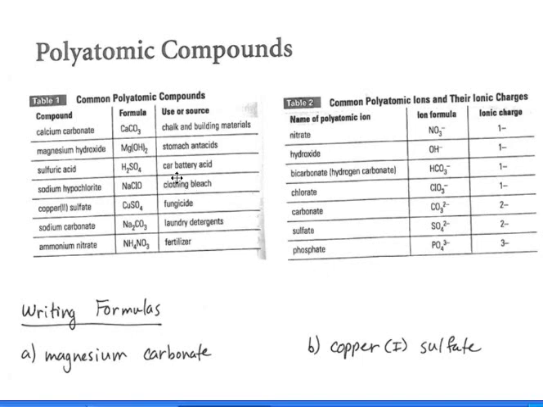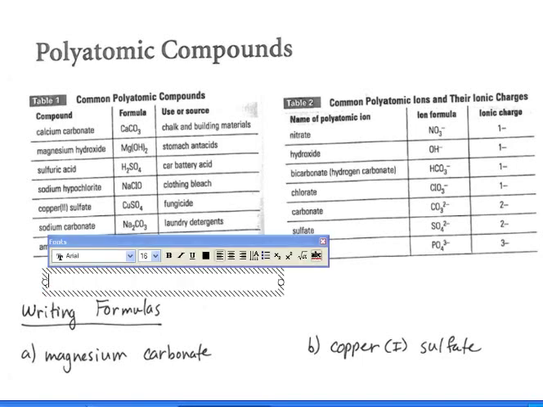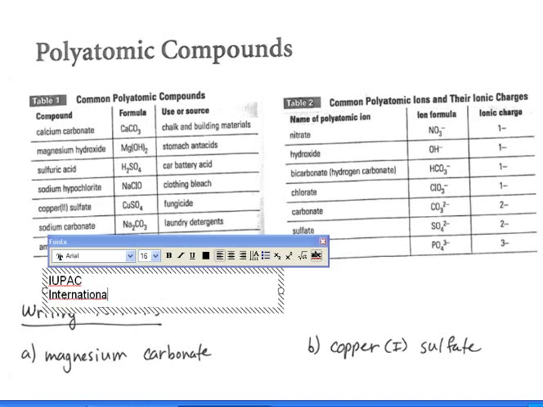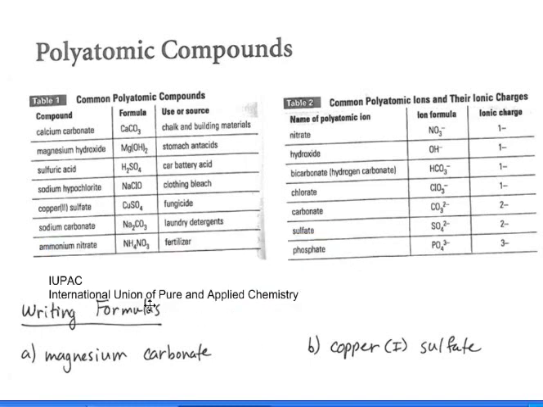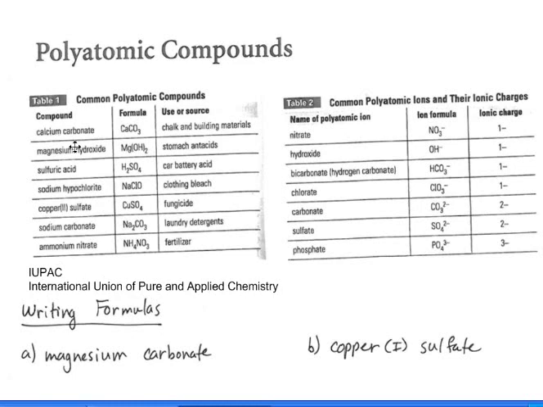Okay. If we look at some common polyatomic compounds, here we have the chemistry name, or it's actually referred to as the IUPAC naming system. So IUPAC stands for International Union of Pure and Applied Chemistry. So these names on the left are the names that are used throughout the world.